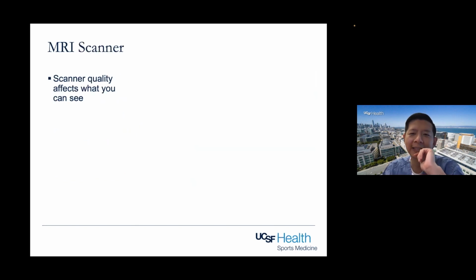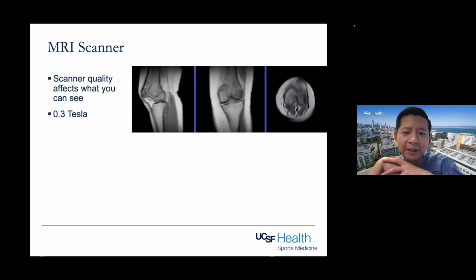Now, the MRI scanner. I think this is an important pearl, because based on what type of MRI scanner the patient gets, it shows you how good their pictures are. The Tesla is a measure of how strong the MRI scanner is. A 0.3 Tesla scanner is like the first MRIs to come on the market way back in the 90s, and it's still being used in Bay Area offices. There are still a lot of practices that have their own older MRI scanners, and their patients will get low 0.3 or 0.5 Tesla scanners.